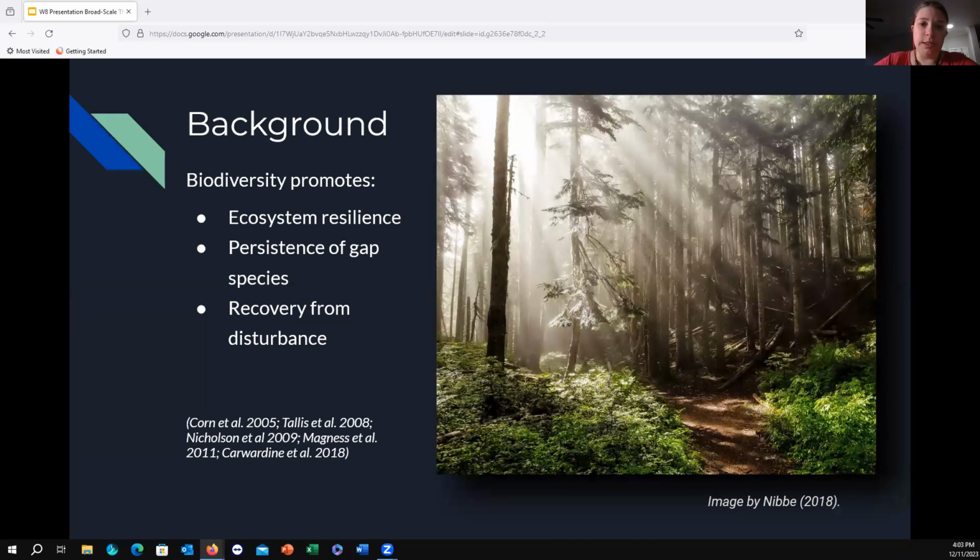Biodiversity is very important because it increases ecosystem resilience. Conservation efforts continue to transition away from single species conservation, which can leave out many important gap species we may not understand. Biodiversity also allows recovery from disturbance such as fire, flood, land use change, and development.